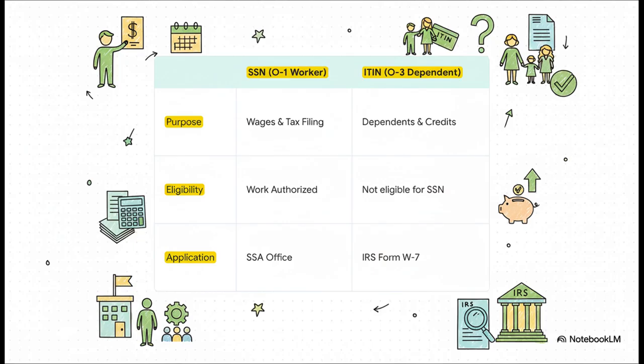The ITN, that's for your O-3 dependents, and its main job is just to get them on the tax return so you can claim those credits. Even how you apply is totally different. They really are two separate systems built for two very different jobs.